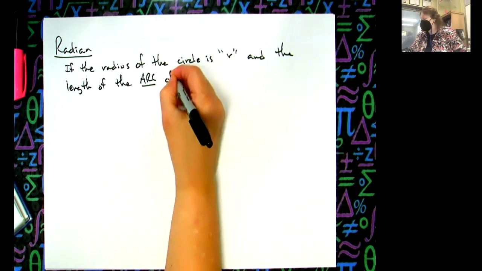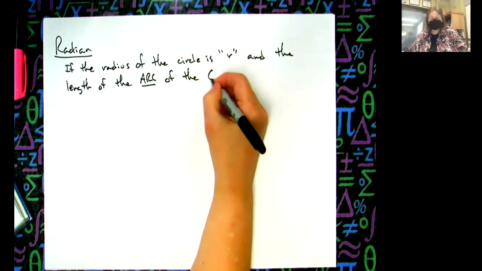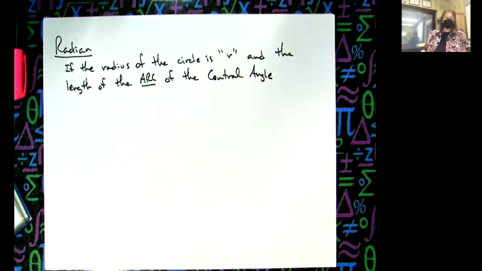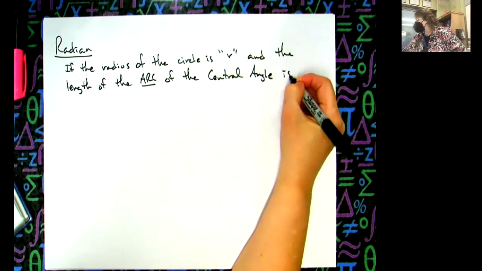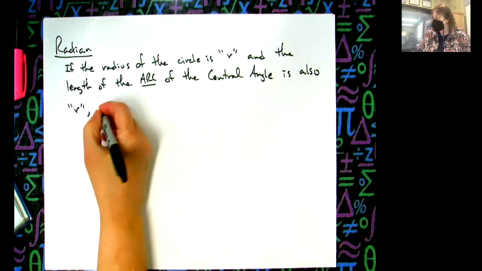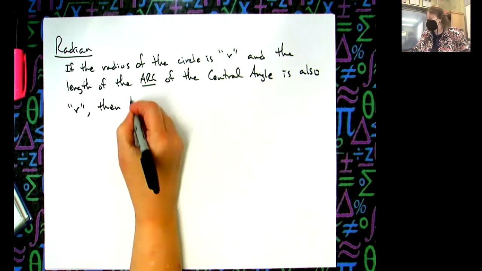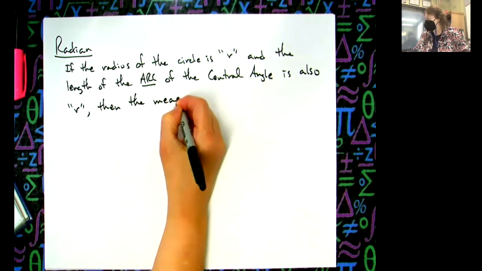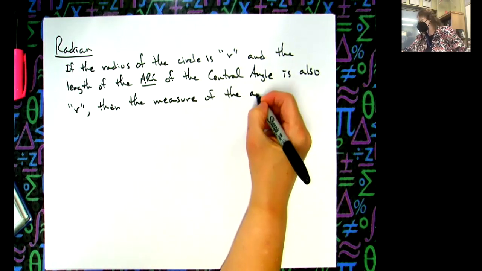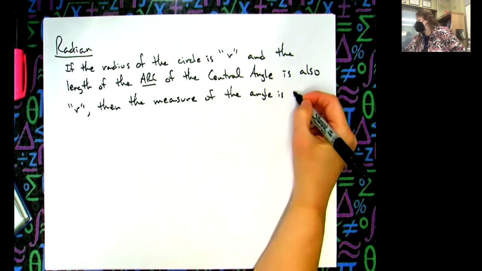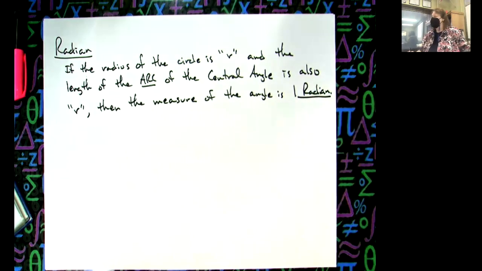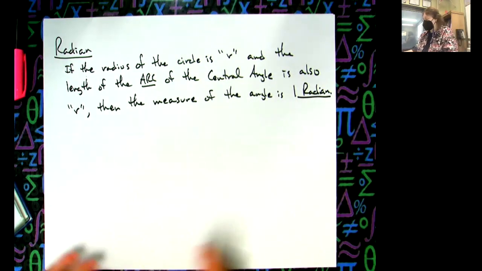An arc of the central angle, hopefully you know what a central angle is from geometry, is also r, then the measure of the angle is 1 radian. So it's like a unit, 1 unit, 1 radian.